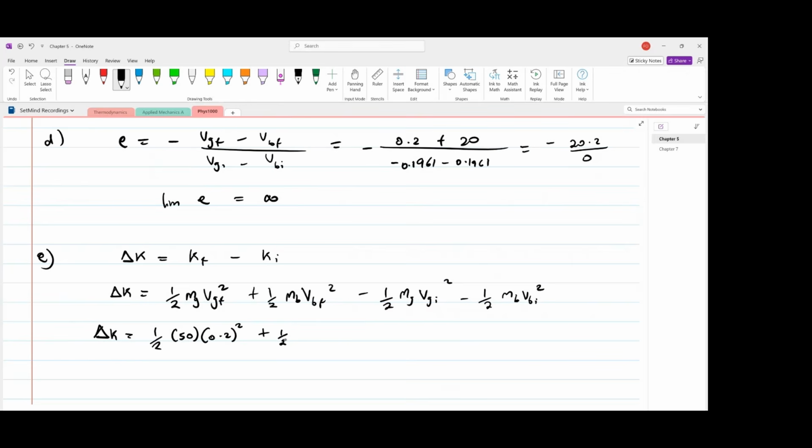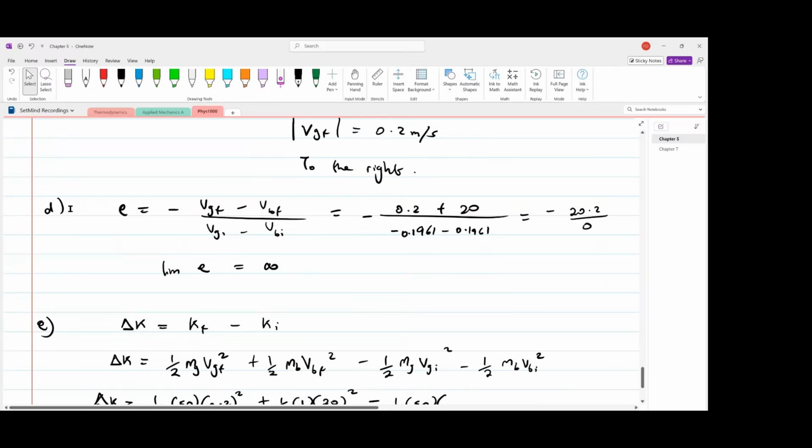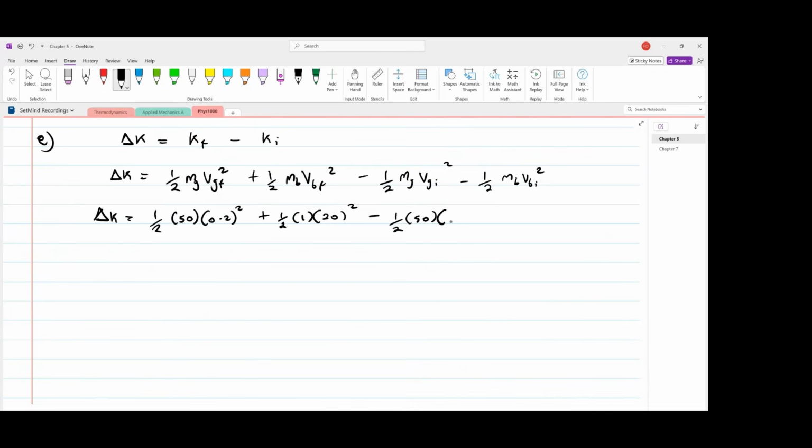So plus 1/2 times the ball, 1 kilogram times 20 squared, minus 1/2 times the girl, again 50 times the initial velocity of 0.1961 squared. Again, we don't care about the signs. Minus 1/2 times 1 times 0.1961 squared, right?